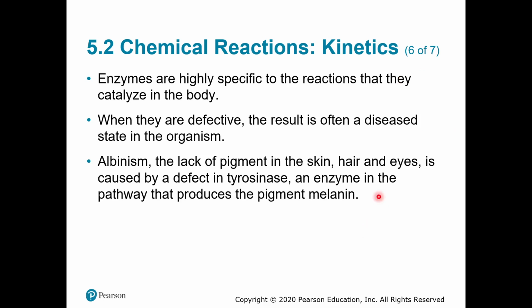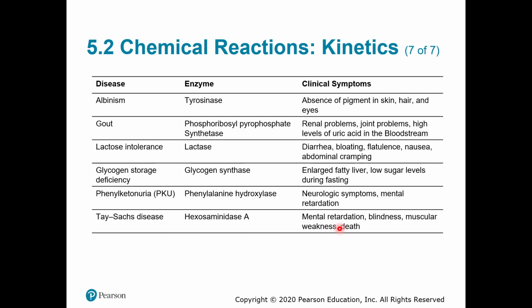One of the examples of this is albinism. That's the lack of pigment in the skin, hair, eyes. It's caused by a defect in tyrosinase. This is actually the enzyme in the pathway that produces the pigment melanin. Notice there's only one enzyme in that pathway. And so that causes you to not produce the pigment. And because you don't produce the pigment, you don't have any coloration, which is albino.